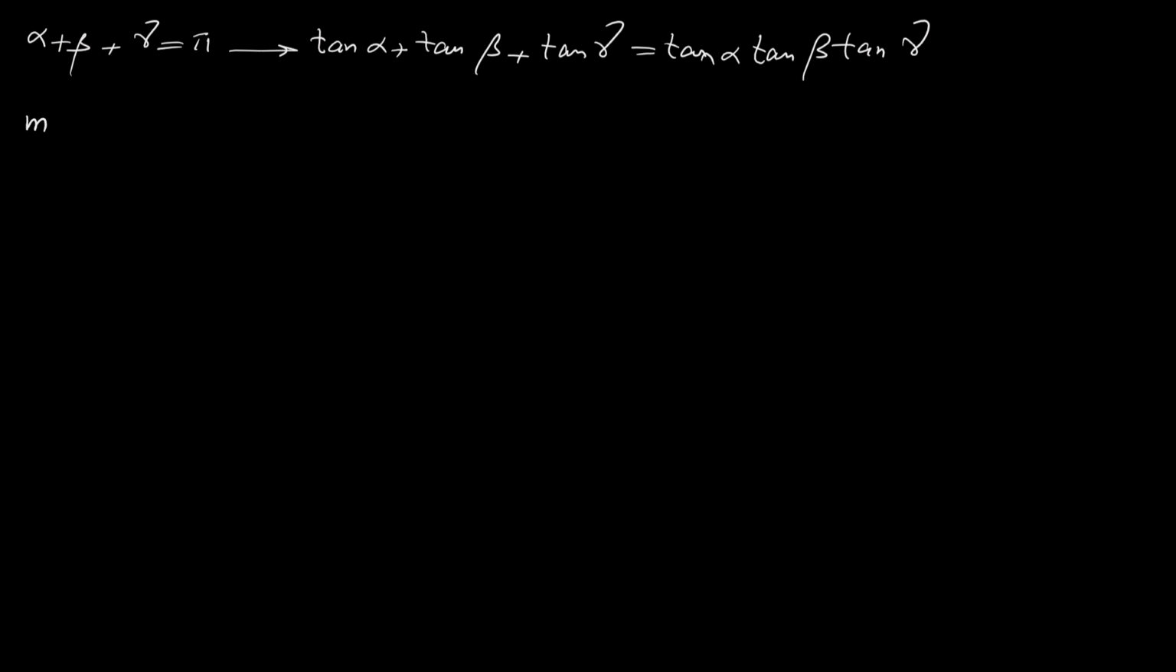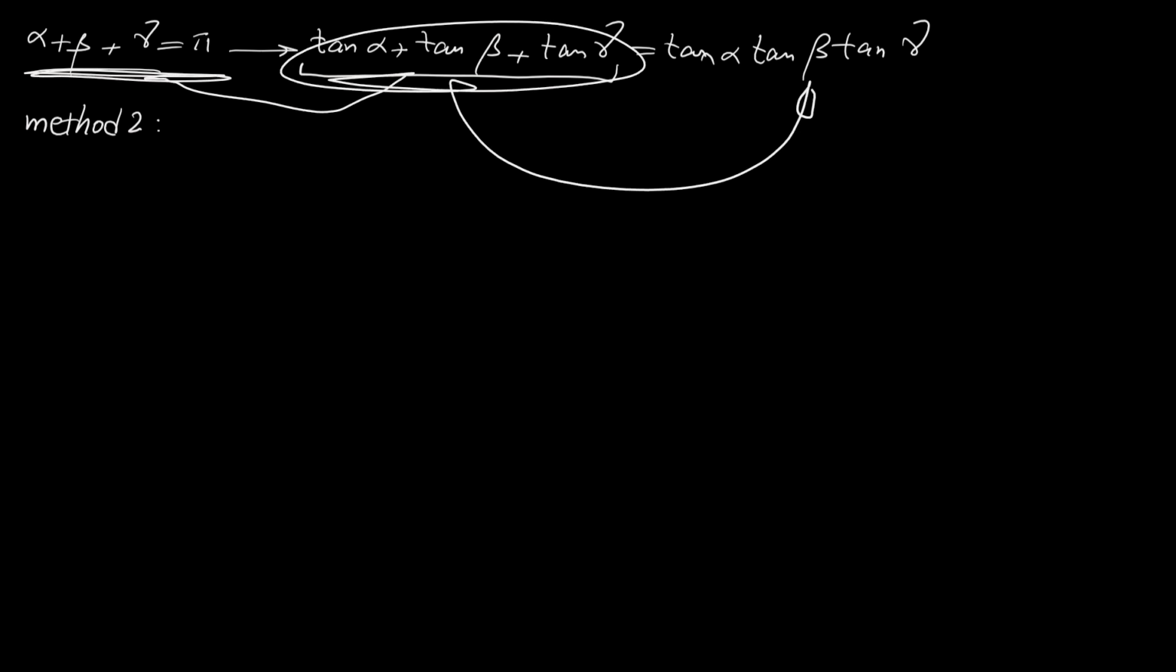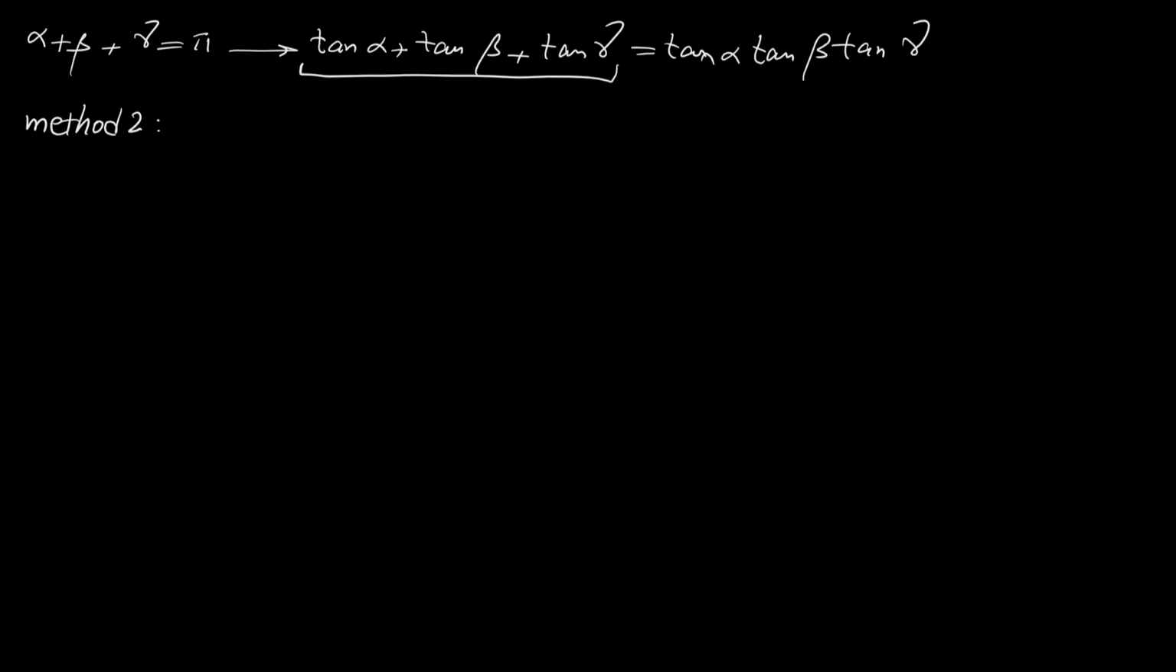Here we start the solution in a completely different way. Tangent alpha, based on there, we start from this side, and during the solution we use this relation and try to get from this to the other side. This is completely another method for proving this relation.